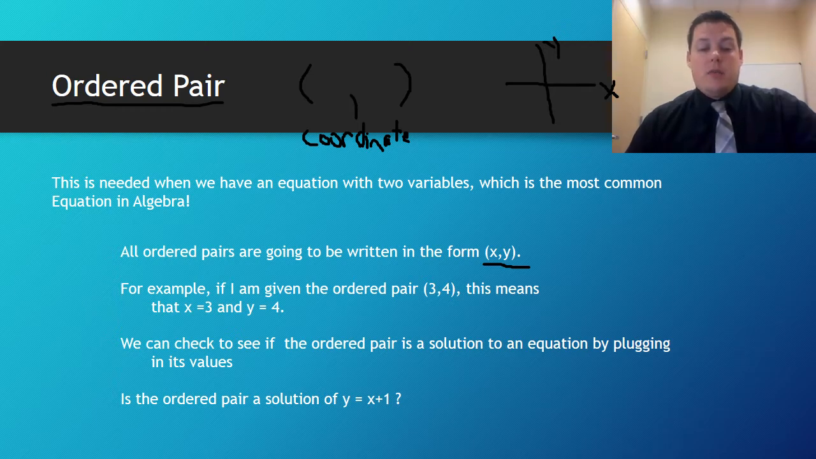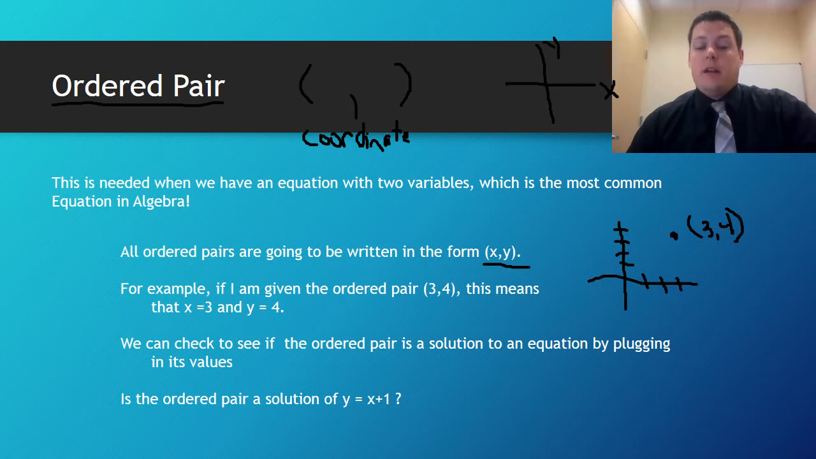So in this example, if I am given the ordered pair (3, 4), this means that x equals 3 and y equals 4. And if we were to draw our little graph here, that means we would need to go over 3, since x is across, and up 4. We would plot that point right there. That's (3, 4).